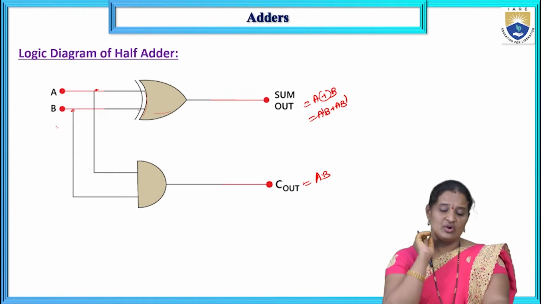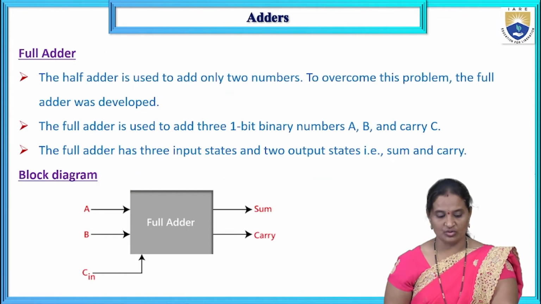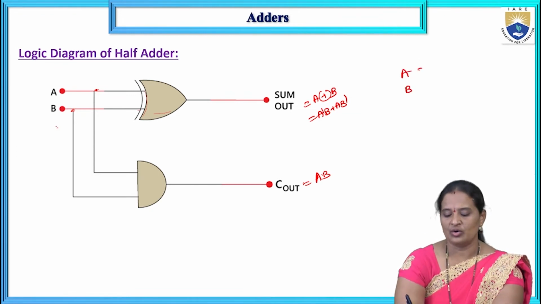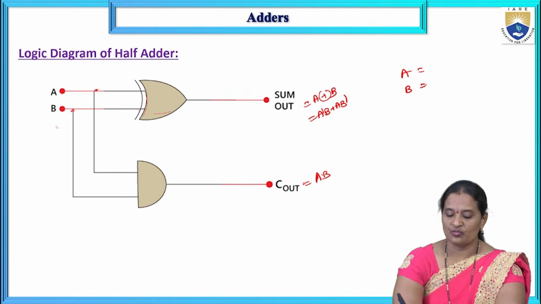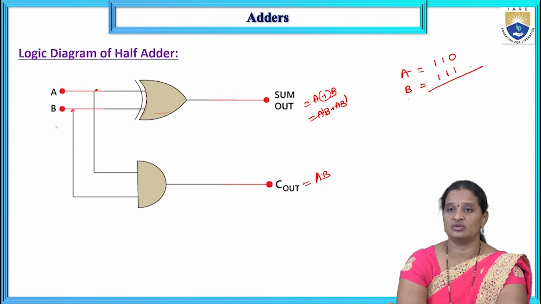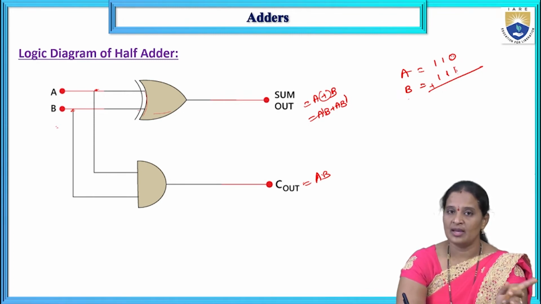Here we can observe that this half adder can be used to perform the addition of 2 bits. For example, let us consider I'm adding 2 binary numbers, which can have more than 2 bits: 110 and 111. These are the 2 numbers. This addition of 2 bits can be done by a half adder. So 0 plus 1 is 1. 1 plus 1 is 0 with a carry 1.